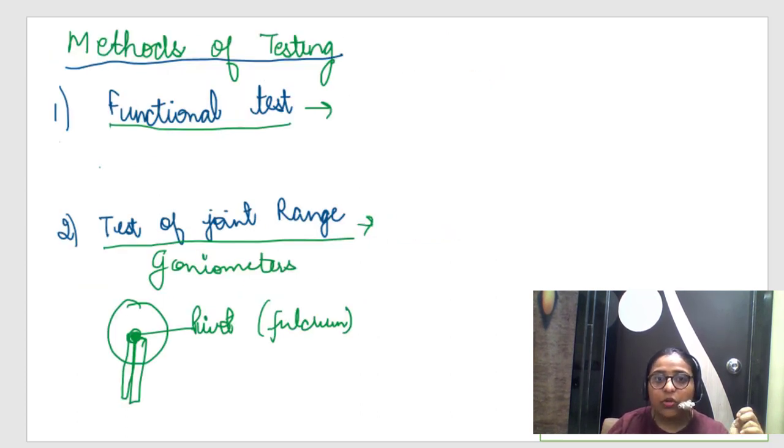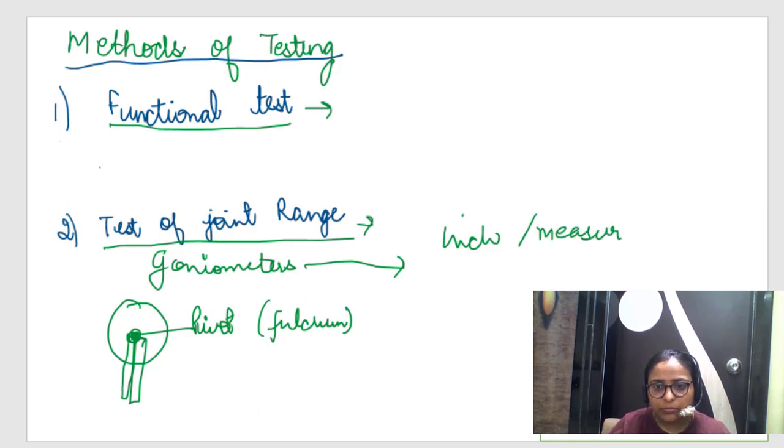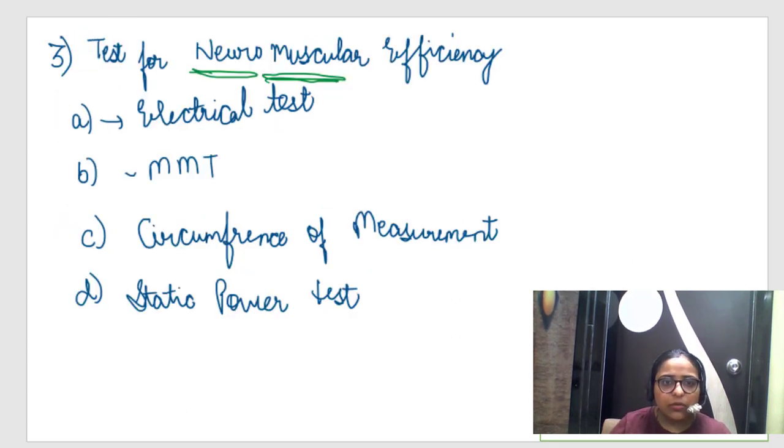Either you measure your joint range of motion with the goniometer, right? Wherever the goniometer is not possible, for example, if you are measuring the joint range of motion of the thorax, then you can use the inch tape there, or your measuring tape. There you put it, and then you check the joint range of motion, right? Then we proceed to the next thing, testing the neuromuscular efficiency.